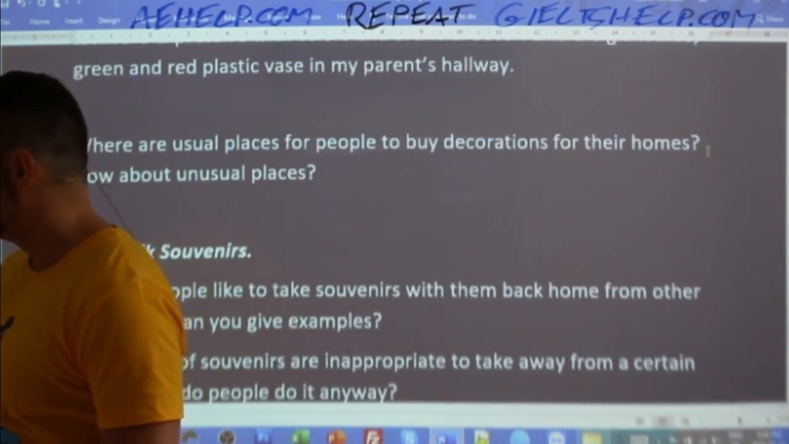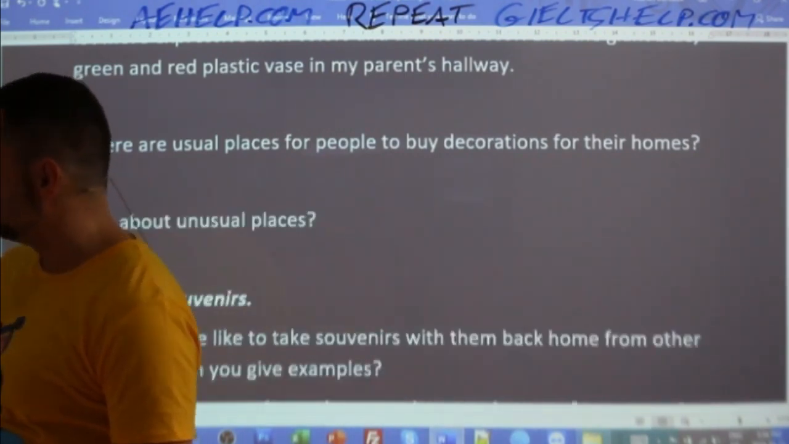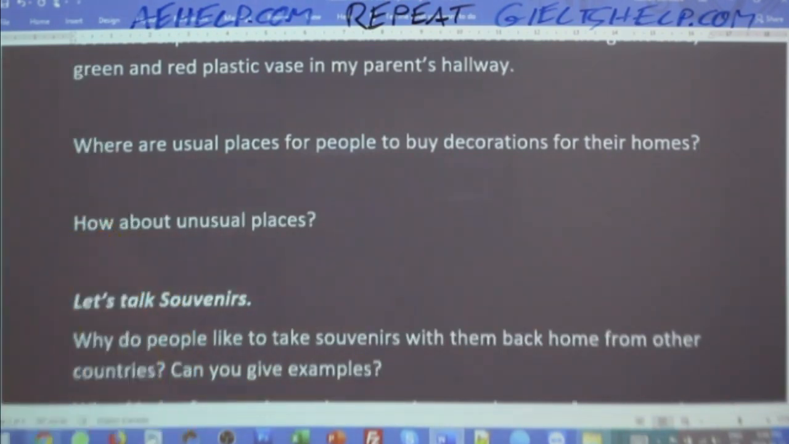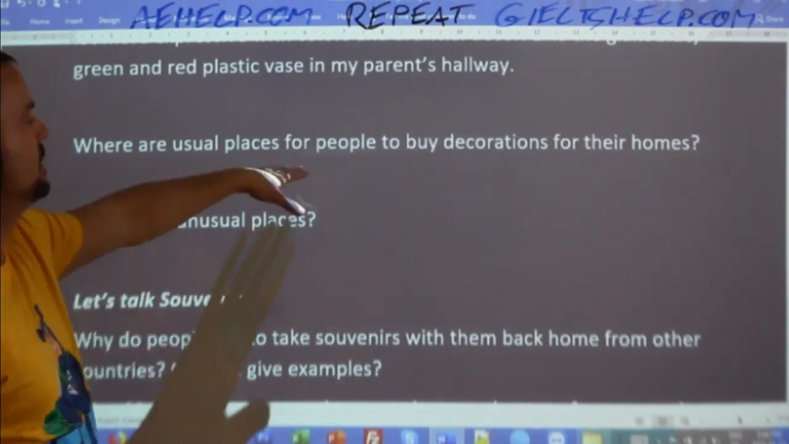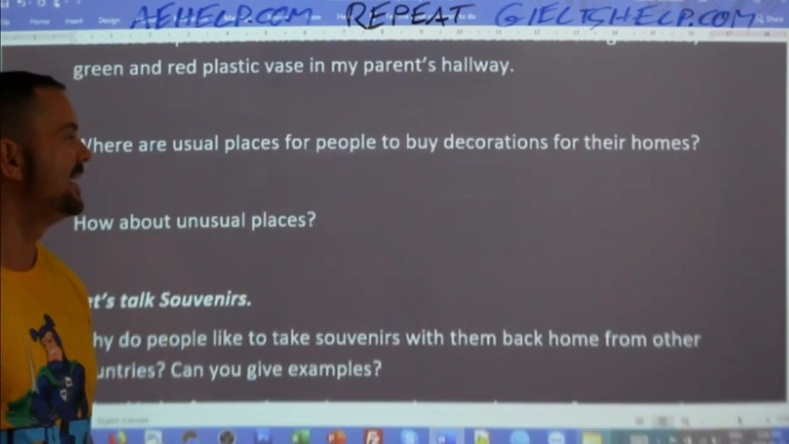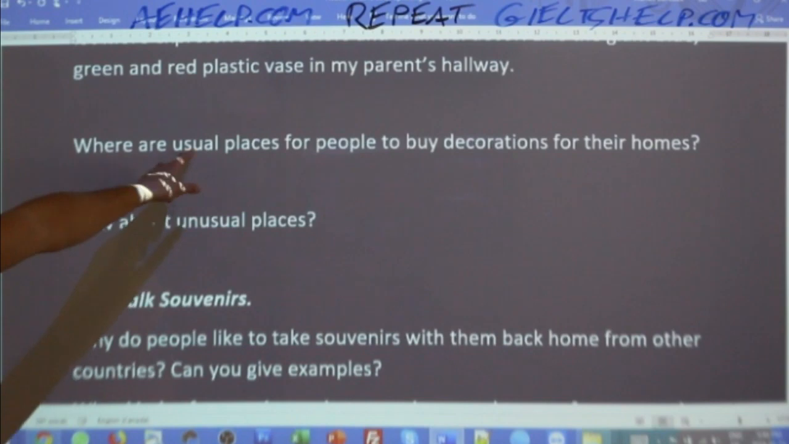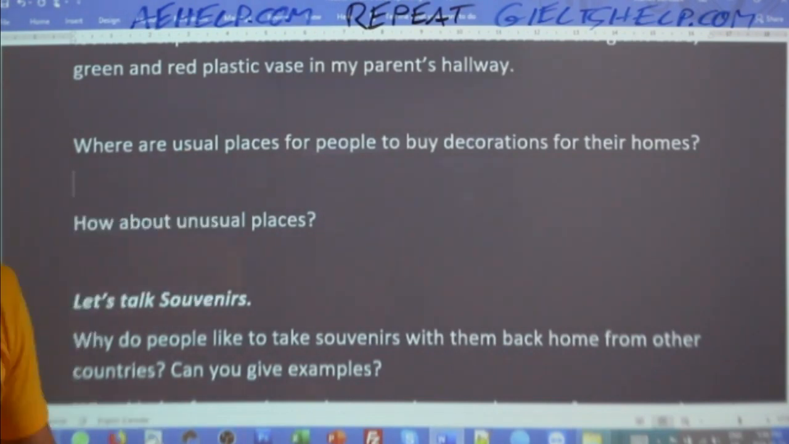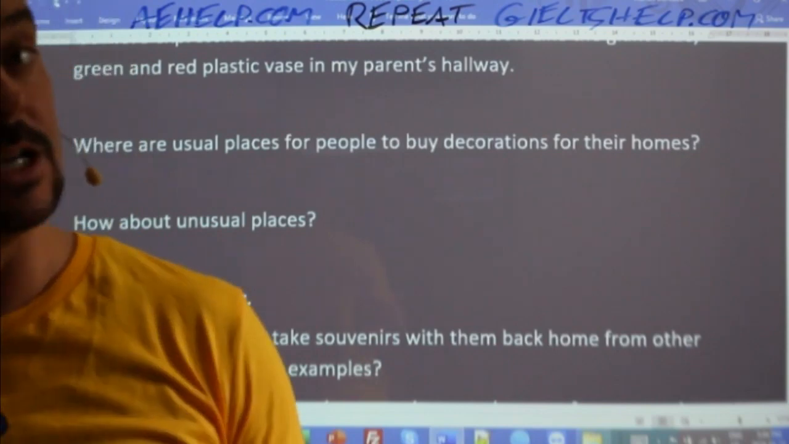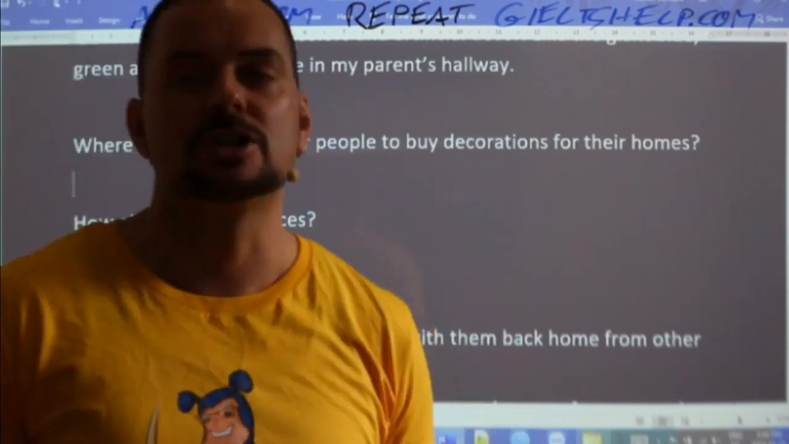Students, here we go. You're doing great. You're progressing, you're improving. Make sure you keep repeating me. Repeat your classmates, your peers. Some of them have some great answers. Okay. Here we go. Next one. Where are usual places for people to buy decorations for their homes? Okay. Pay attention to the question. Usual places. Don't start talking about strange places to buy decorations because your score will go down. Okay, you have to answer the exact question that you're being asked.